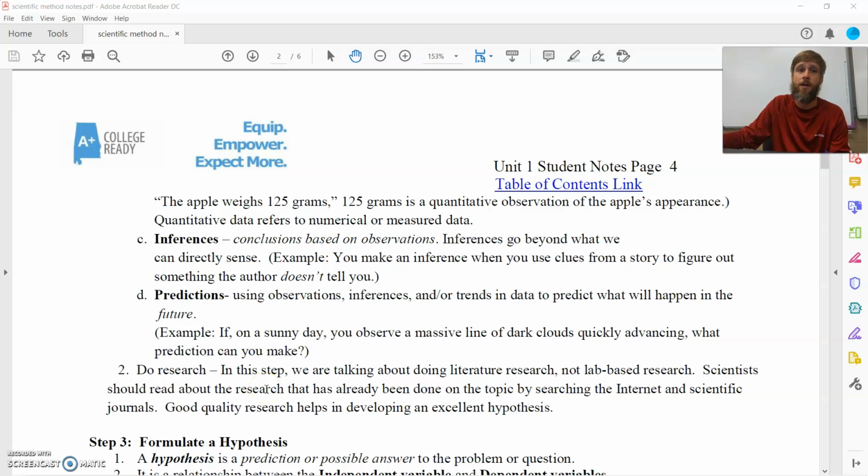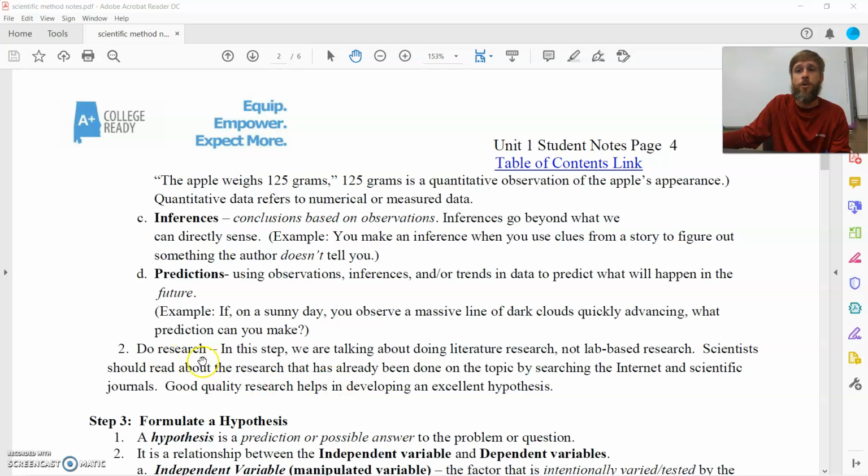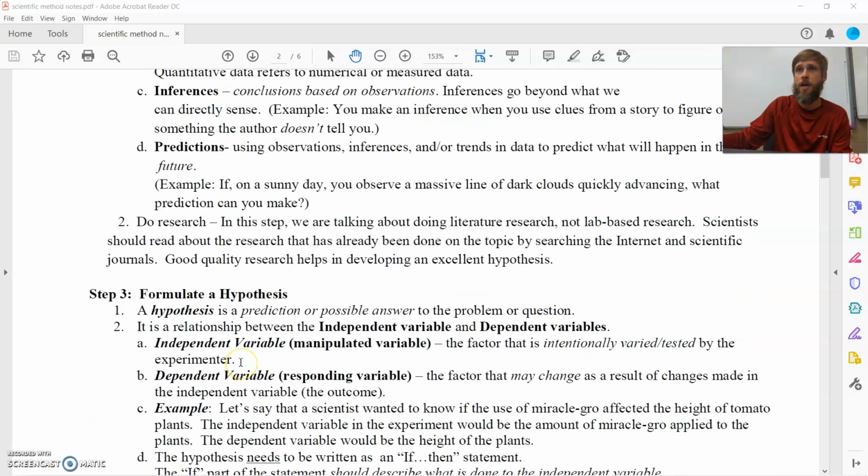So these predictions are not just made off the cuff, they are made with evidence. And then you do research. In this step, we're talking about doing literature research, not lab-based research. Scientists should read about the research that has already been done on the topic by searching the internet and scientific journals. Good quality research helps in developing an excellent hypothesis.